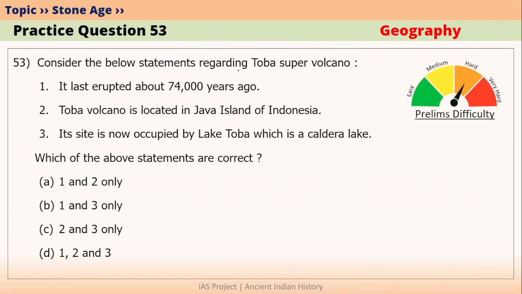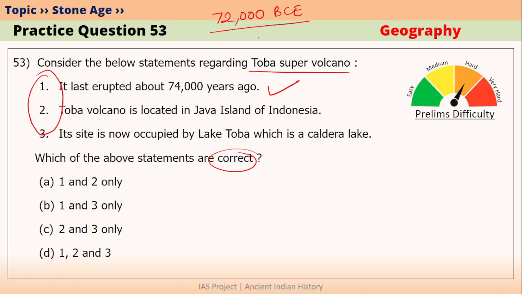Consider the below statements regarding Toba supervolcano. 3 statements have been given here. The question is, which of the above statements are correct? The first statement is, it erupted about 74,000 years ago. This is correct because it is just a fact that Toba supervolcano last erupted in 72,000 BCE, that is before Common Era. 72,000 BCE is nothing but 74,000 years ago.